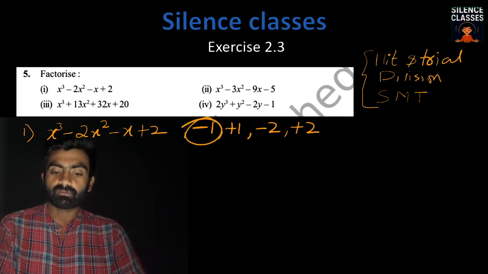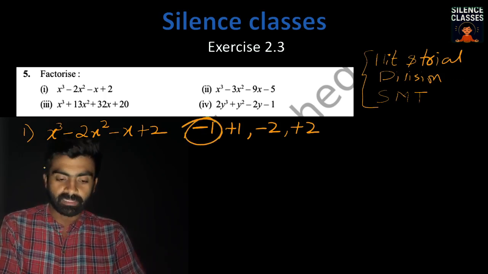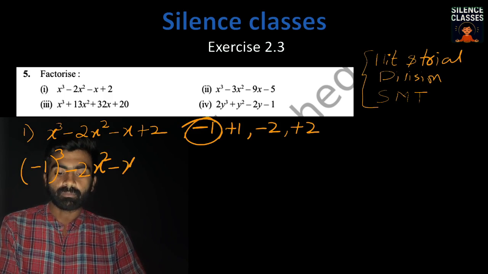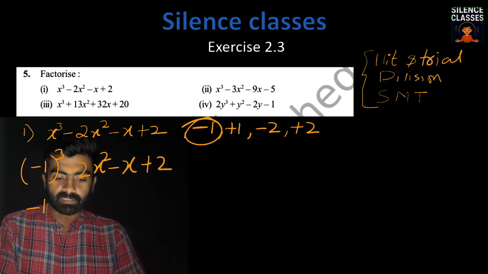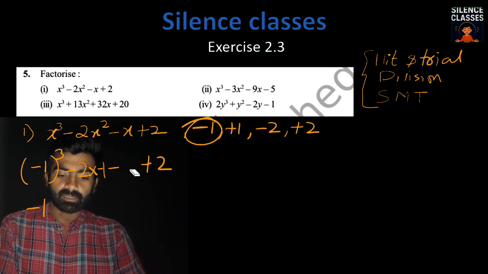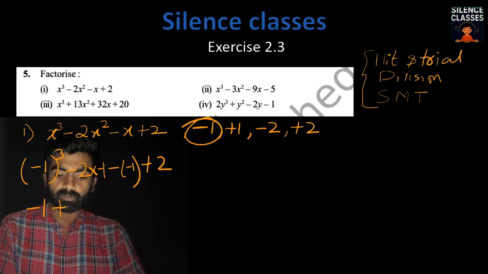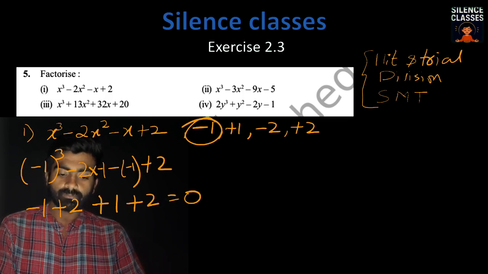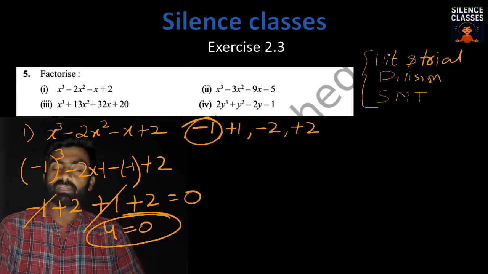First, with minus 1, in place of x we put minus 1. So minus 1 whole cube minus 2x square minus x plus 2 becomes minus 1 minus 2 plus 1 plus 2, which is equal to 0? Minus 1 plus 1 is cancelled, plus 2 and plus 2 we cannot cancel, so it becomes 4 equals 0. So minus 1 is not a factor.